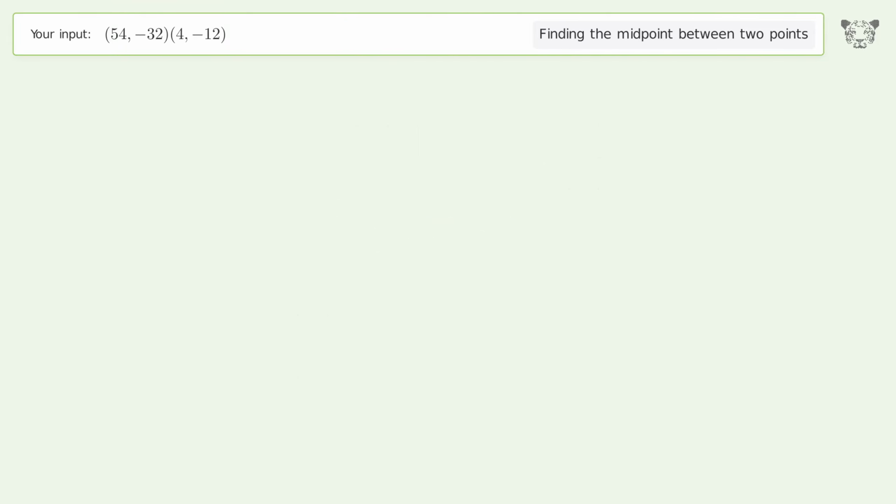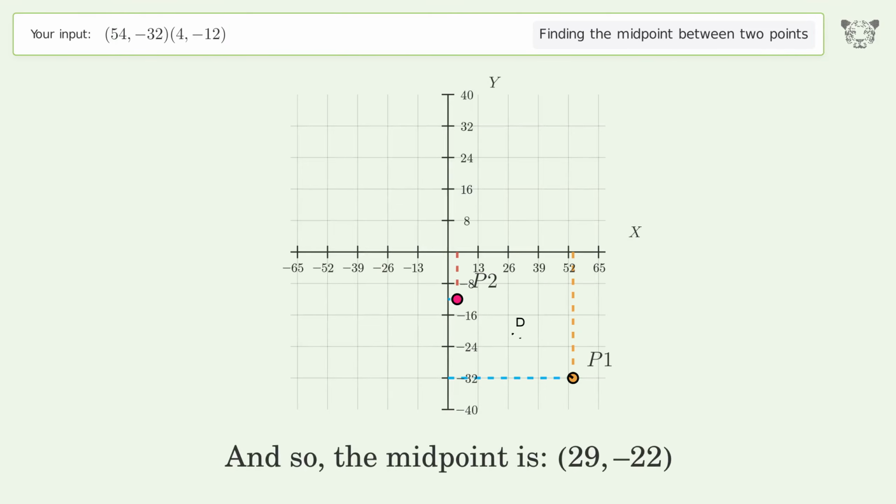And so, the midpoint is 29, negative 22.